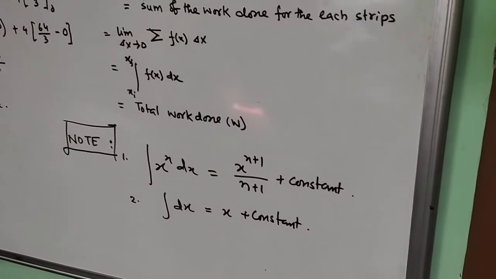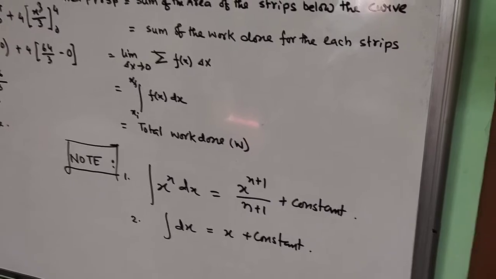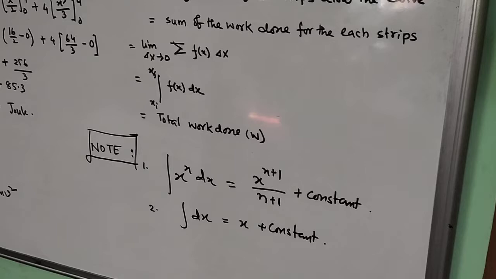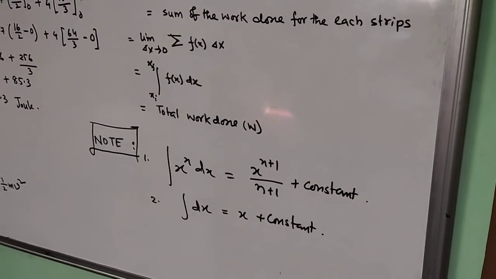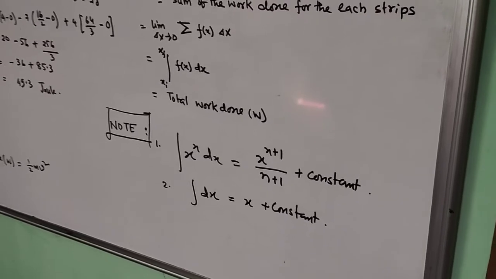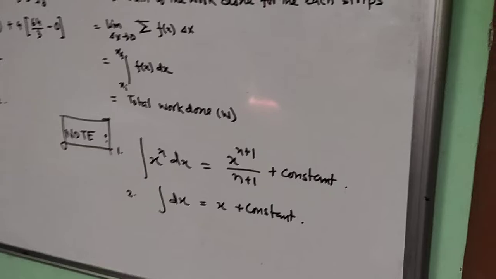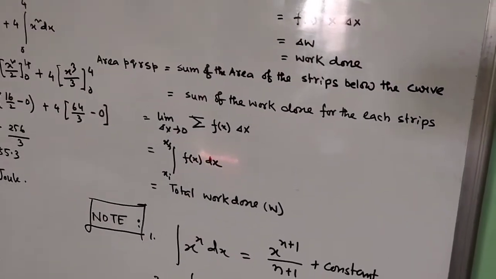If it is a definite integral, in the sense that you know the starting and ending points, then in that case you do not have to write the constant, it's only the formula. And integration of dx is x plus constant. In an indefinite integral we have to add the constant of integration, and this is your formula for the work done by the variable force.